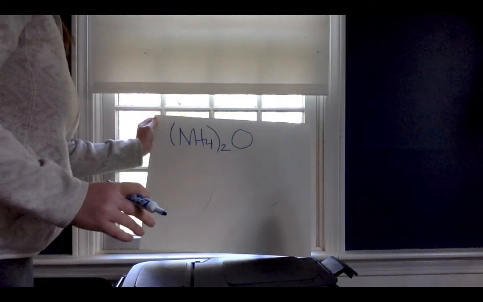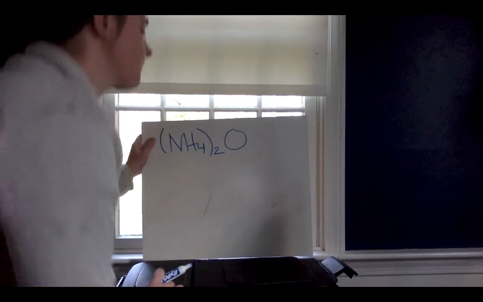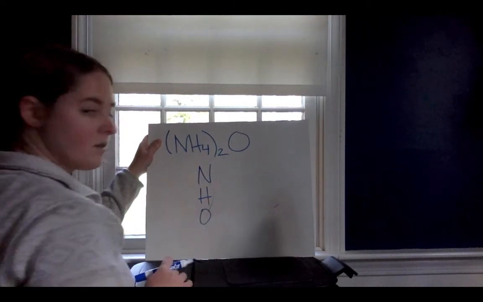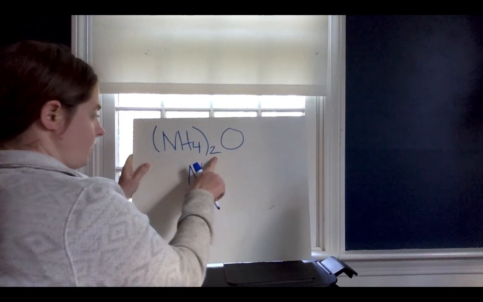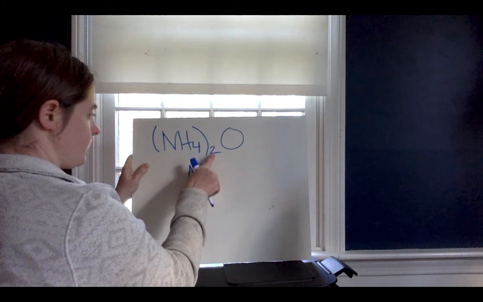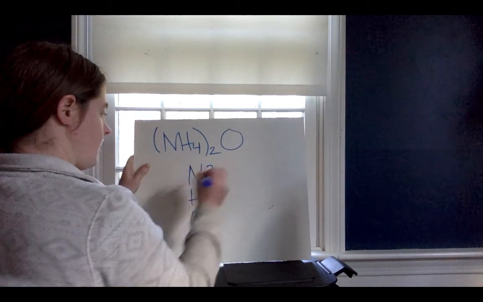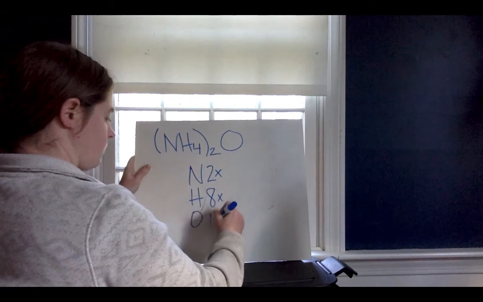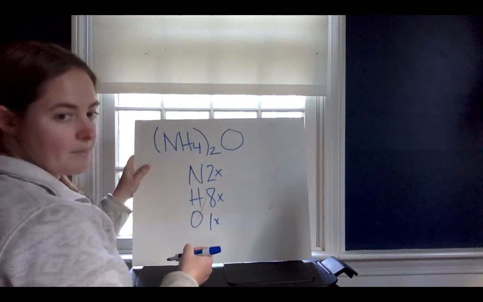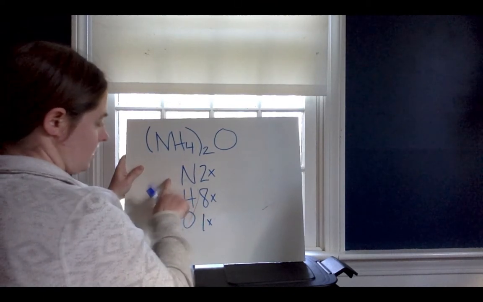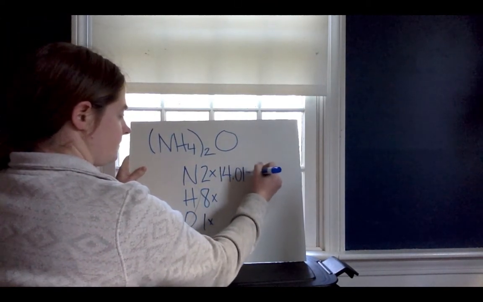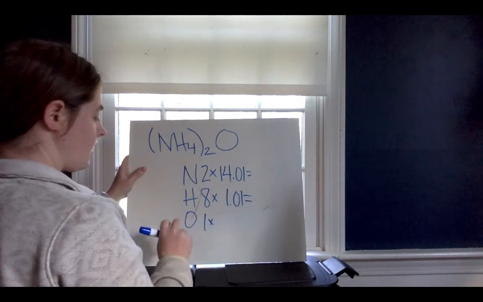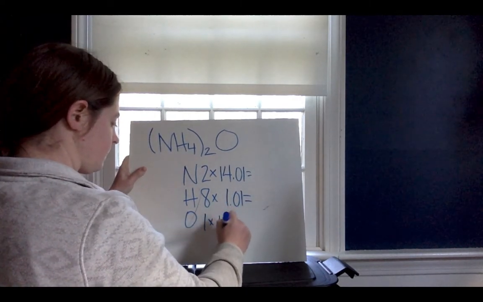Okay? The last one that we're going to do together is (NH4)2O. So the first thing we're going to do is list our elements. We have N, we have H, and we have O. Now don't forget to distribute the 2 that's outside the parentheses. So N is 2. 2 times 1 is 2. H is 8. 2 times 4 is 8. And oxygen is 1. So now we're going to multiply times the mass from the periodic table. The mass of nitrogen on the periodic table is 14.01. The mass of hydrogen on the periodic table is 1.01. The mass of oxygen on the periodic table is 16.